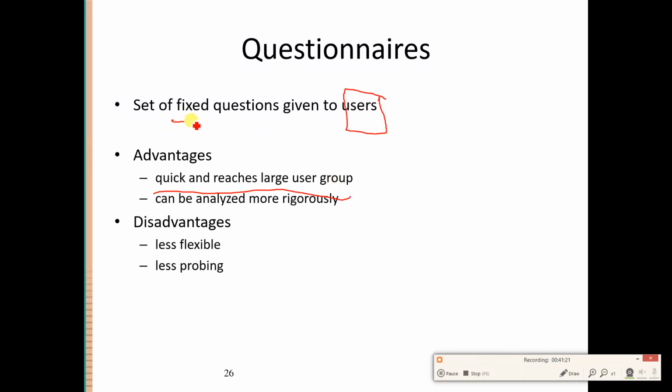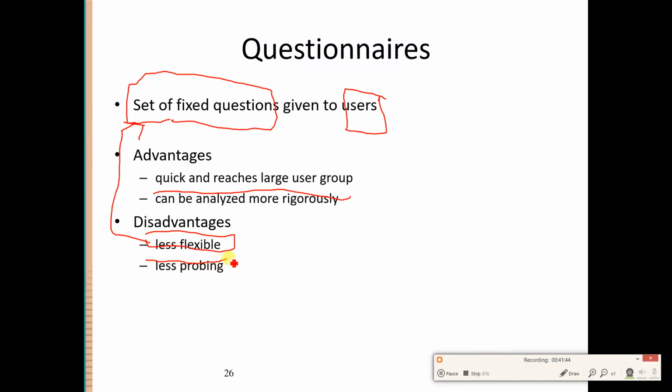But with fixed questions, the user cannot describe anything which is not written in the question. So the disadvantage here is that it is less flexible. Why less flexible? As I told you, we already defined the set of questions, so the user is limited to answering only these questions. If something is not written in the question, the user cannot answer it.